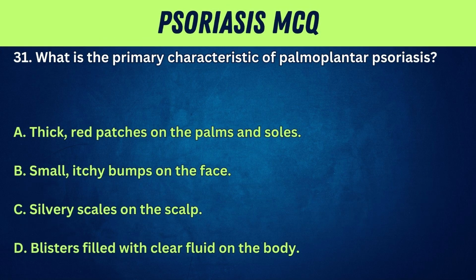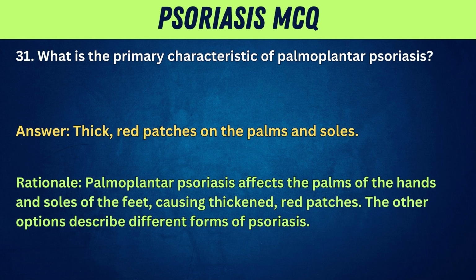31. What is the primary characteristic of palmoplantar psoriasis? A. Thick, red patches on the palms and soles. B. Small, itchy bumps on the face. C. Silvery scales on the scalp. D. Blisters filled with clear fluid on the body. Answer. Thick, red patches on the palms and soles. Rationale. Palmoplantar psoriasis affects the palms of the hands and soles of the feet, causing thickened, red patches. The other options describe different forms of psoriasis.